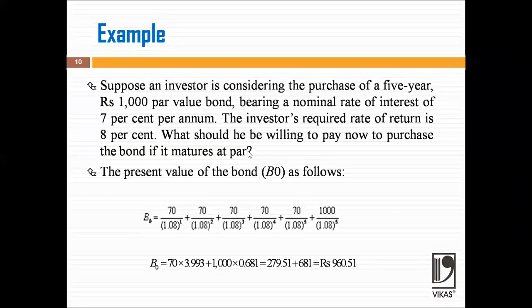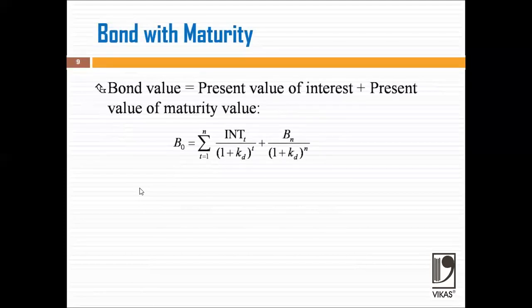So now we move to the calculation of a bond. The first type of bond is a bond with maturity. It has a coupon rate as well as a maturity period. For that kind of bond, we have to apply this formula.